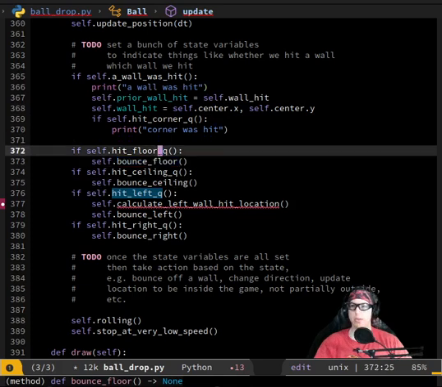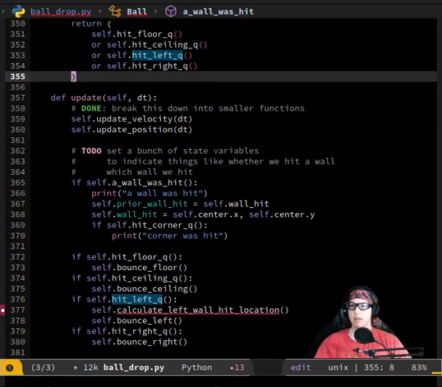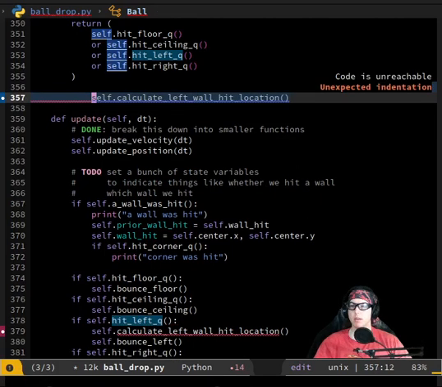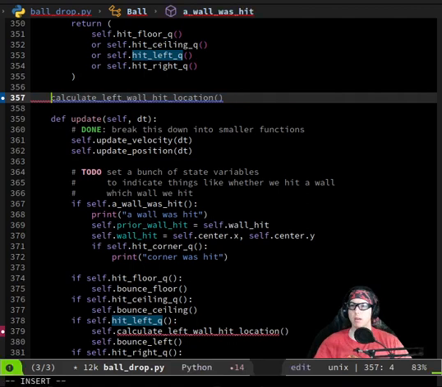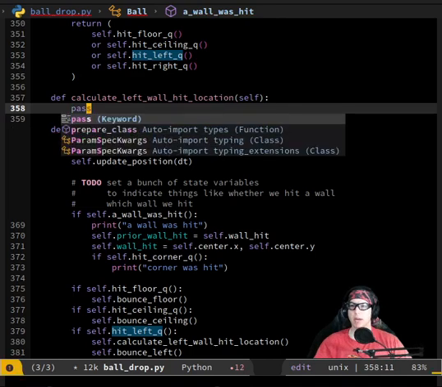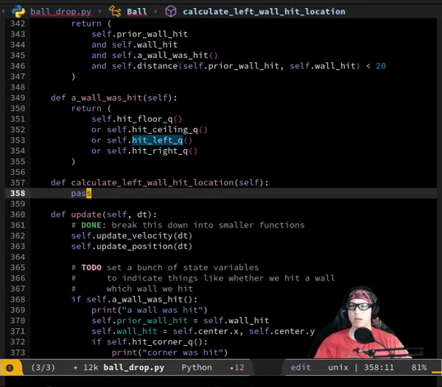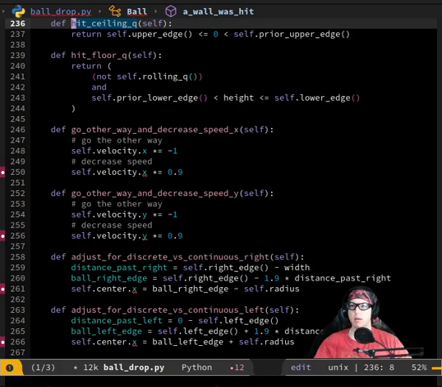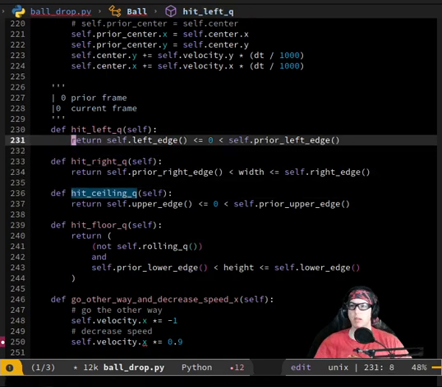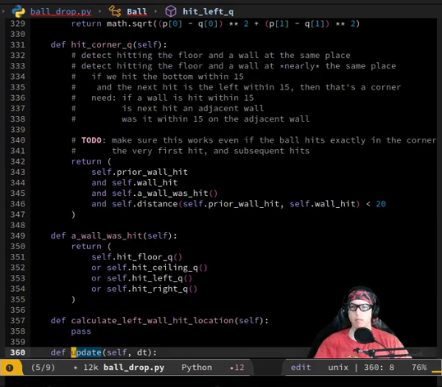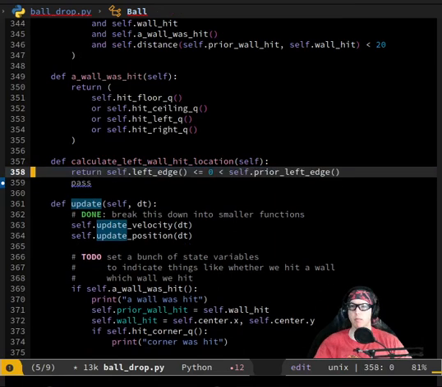Where are you writing this? This is just above update. Okay, so I'll put mine there as well. Okay, so in here we have access to left edge and prior left edge. Okay, those are the points we use.